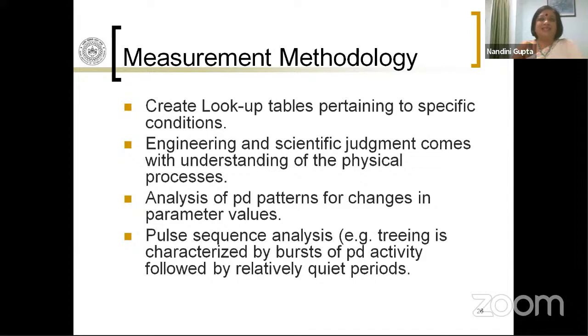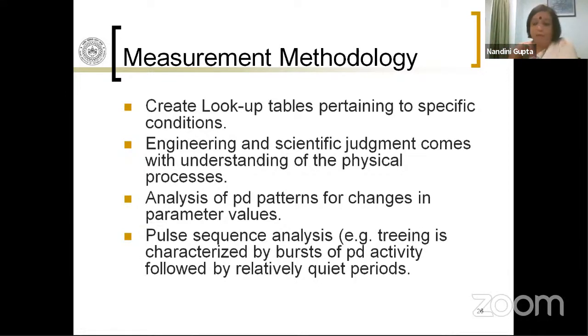Now, when we see that there is a lot of PD activity, and this is followed by an extended period of inactivity, a quiescent period, and then again you have a large amount of PD activity, this is kind of specific to trees. And immediately we know that even though the PD pattern resembles the PD pattern of an internal void, this is not just a void, but this is a tree, because treeing is characterized by bursts of PD activity followed by relatively quiet periods. This is not what you would see in just distinct voids. So there are many things that need to be characterized.